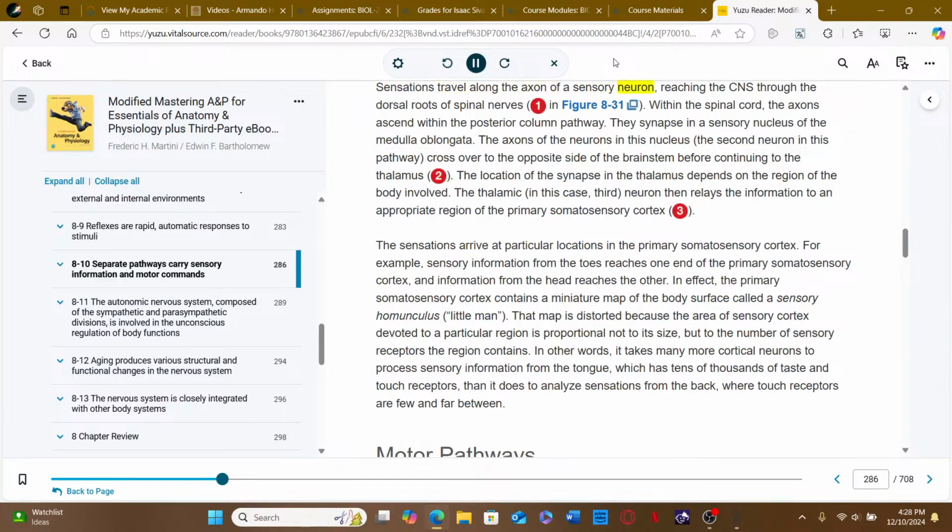Sensations travel along the axon of a sensory neuron, reaching the CNS through the dorsal roots of spinal nerves, in figure 8-31. Within the spinal cord, the axons ascend within the posterior column pathway. They synapse in the sensory nucleus of the medulla oblongata. The axons of the neurons in this nucleus, the second neuron in this pathway, cross over to the opposite side of the brainstem before continuing to the thalamus.